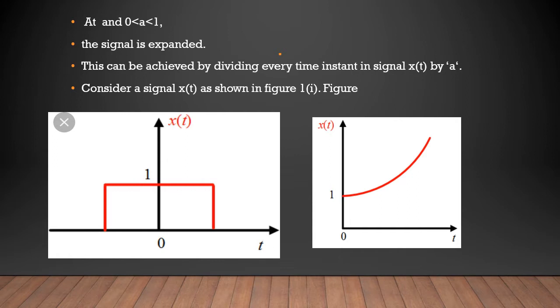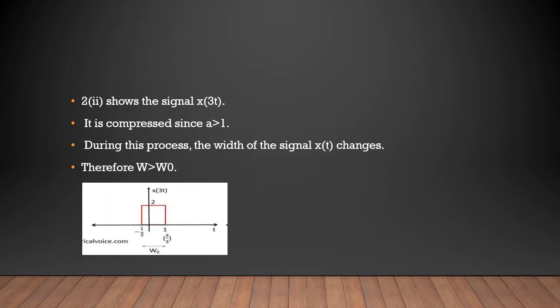If 0 is less than a is less than 1, the signal is expanded. This can be achieved by dividing every time instance in a signal x of t by a. Consider a signal x of t as shown in figure 1 and figure 2. This shows the signal x of 3t. It is compressed since a is 3. During this process, the width of the signal x of t changes. Therefore, W is greater than W0.